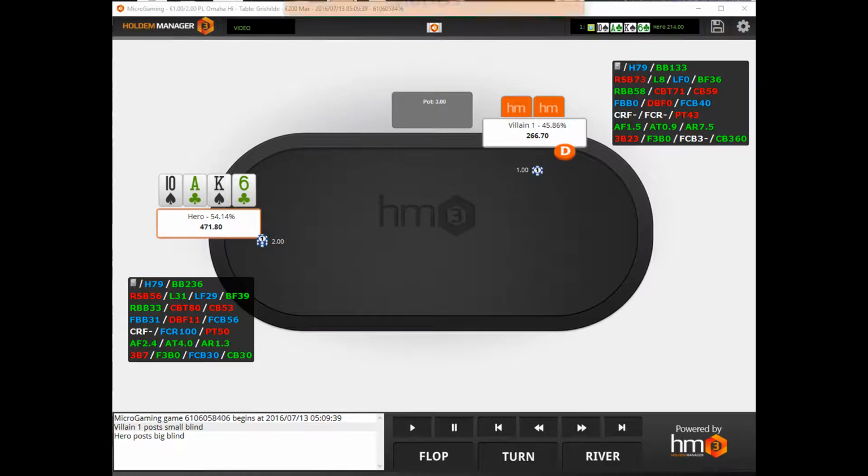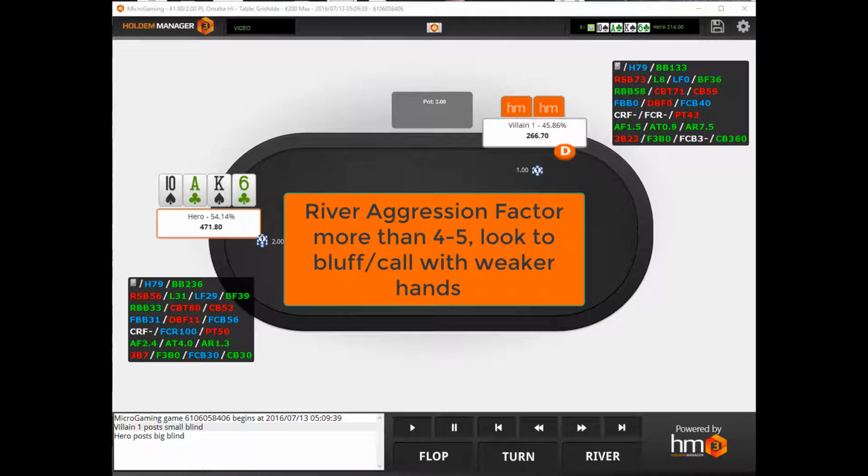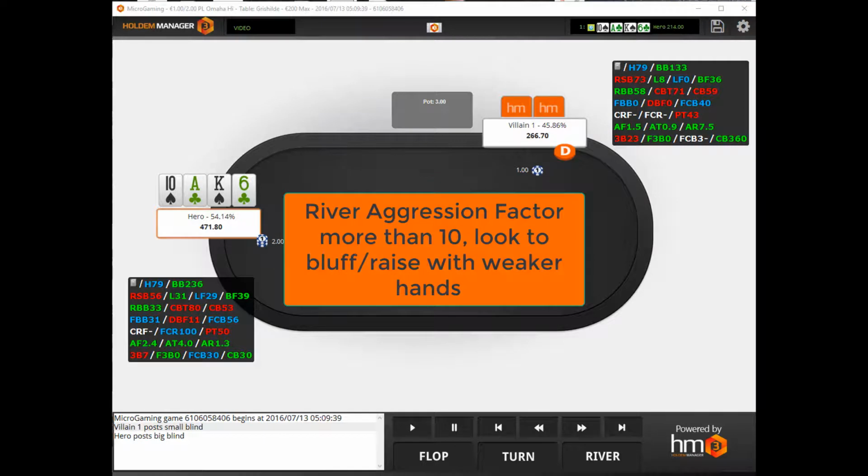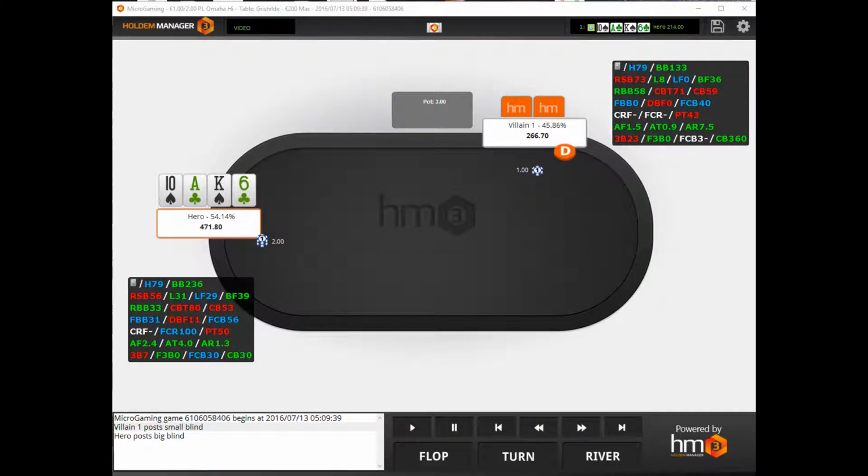If your opponent has a high river aggression factor, which is anything over a 4 or 5, you should look to bluff catch more often with your weakest hands, as they are more likely to be bluffing. If they have a very high river aggression factor like 10 or more, you may look to even bluff raise the weakest parts of your range. Because they are bluffing so often, it'll be profitable to rebluff them.